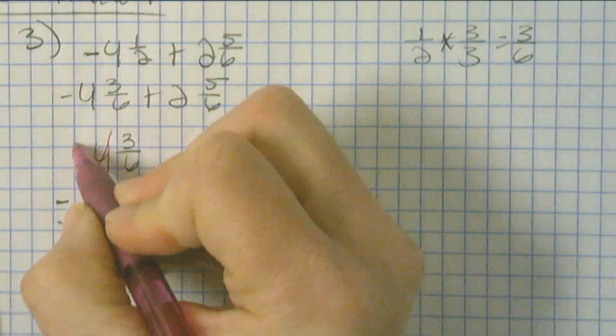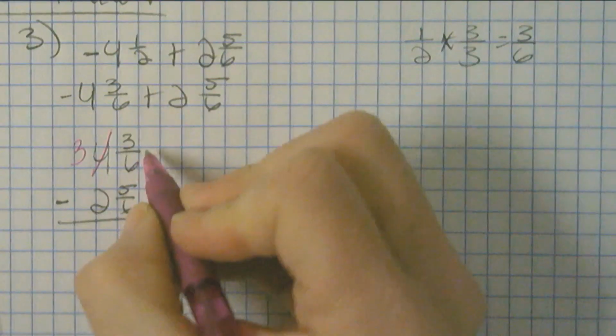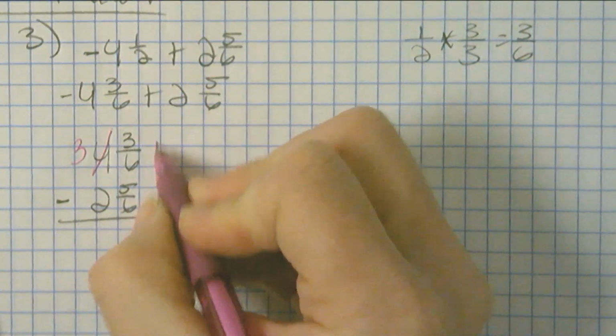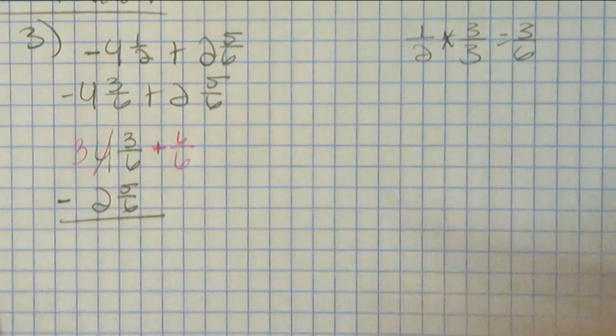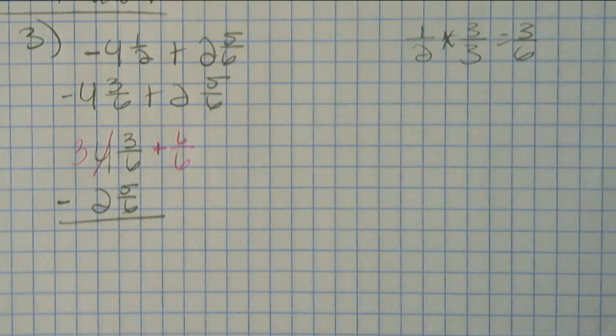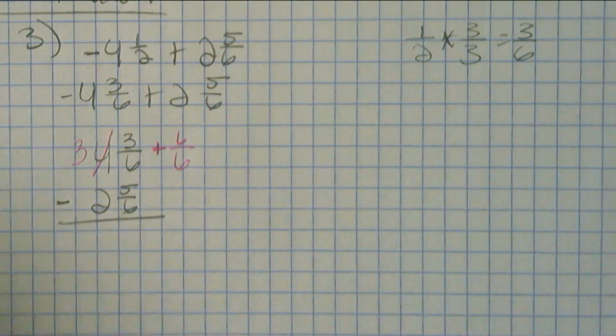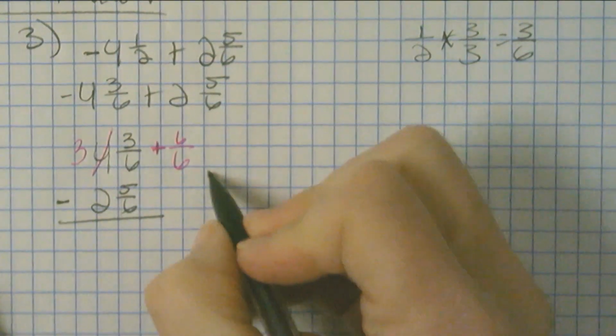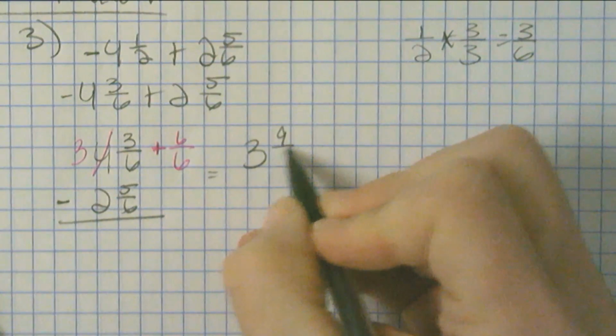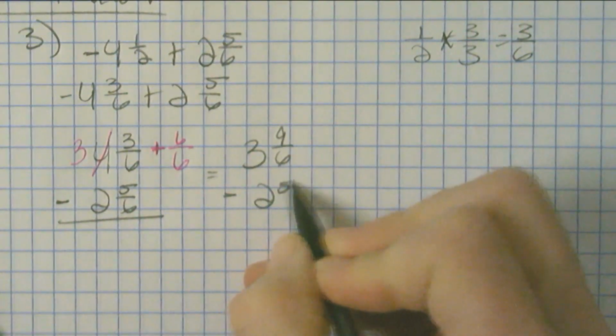I'm going to change that 4 to a 3, and this is what people forget. I need to see you adding 6/6 to that 3/6. If you have that step missing in your homework, you're putting it in now and remembering on your homework quiz, you have to show me that. So now what I have left is 3 and 9/6 minus 2 and 5/6.